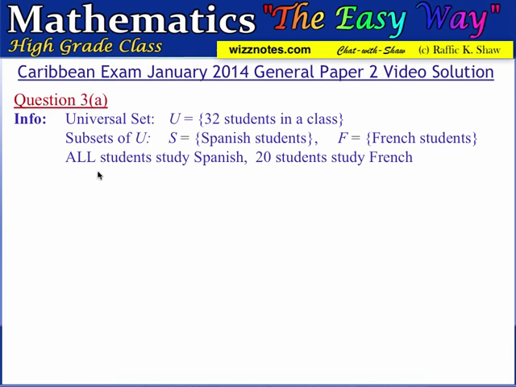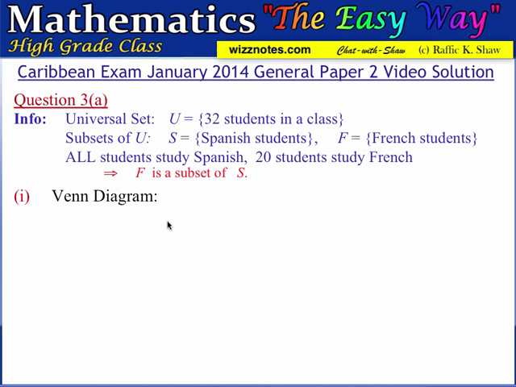Now, since all the students in the class study Spanish, it means that the 20 students who study French also study Spanish. And so the set of French students will be a subset of the set of Spanish students. Let's put that information in. The set of students studying French will be a subset of the students studying Spanish because all the students in the class study Spanish.